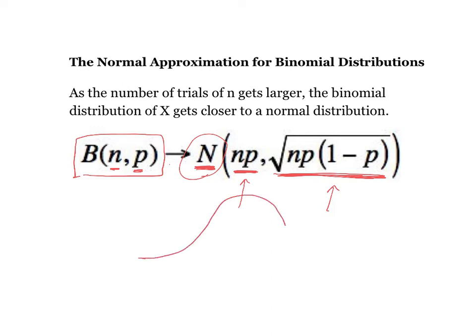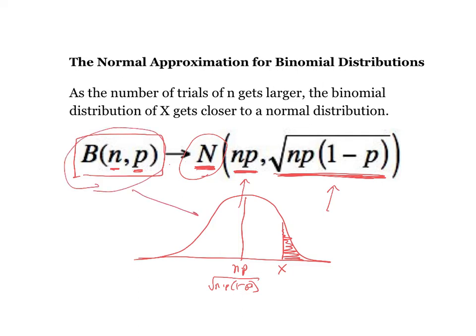So then we could draw a bell-shaped curve. We'd put n times p as the mean and the square root of n times p times 1 minus p as the standard deviation. And then we could use the normal distribution to find the probability of certain events happening, like we have in the past. So it's a way to do a binomial problem using a normal distribution, which is pretty cool.